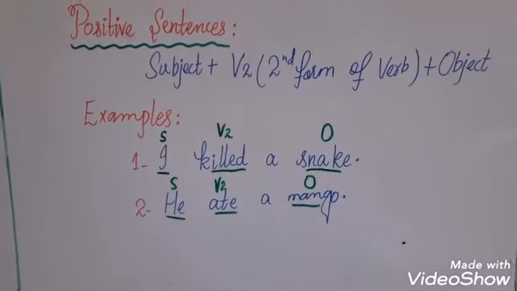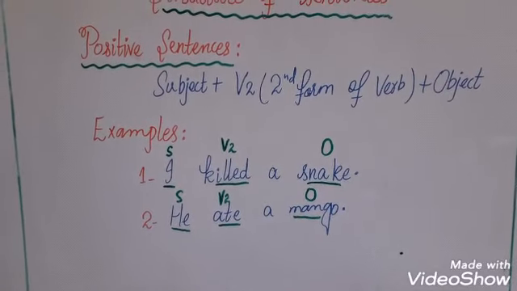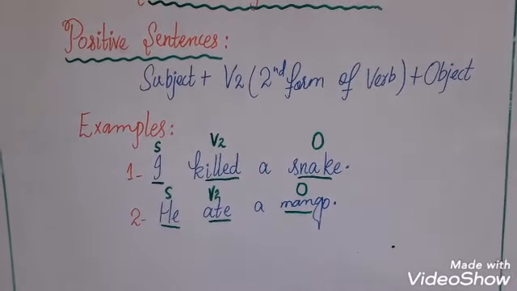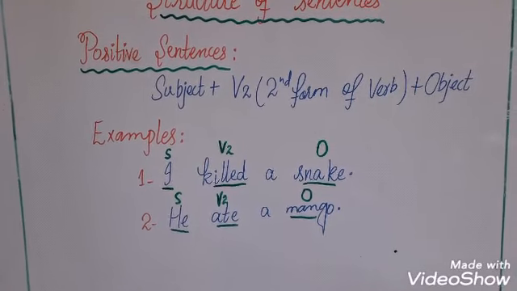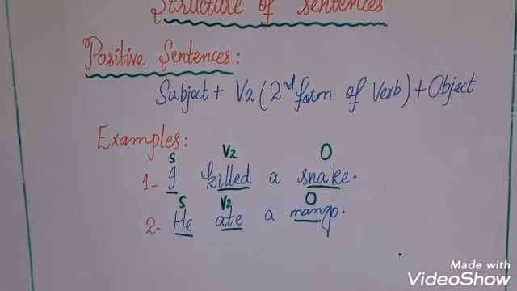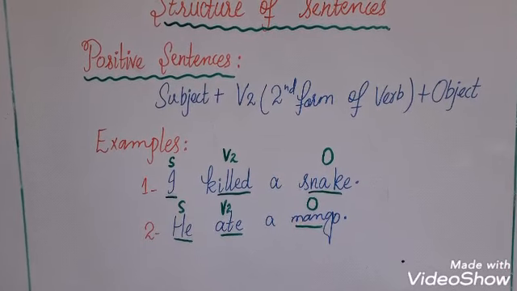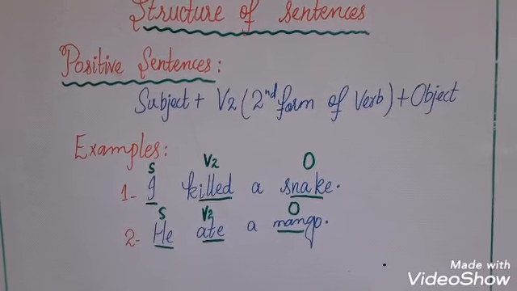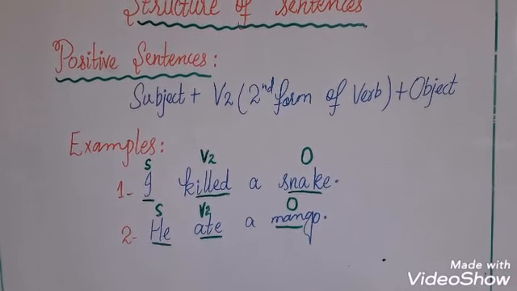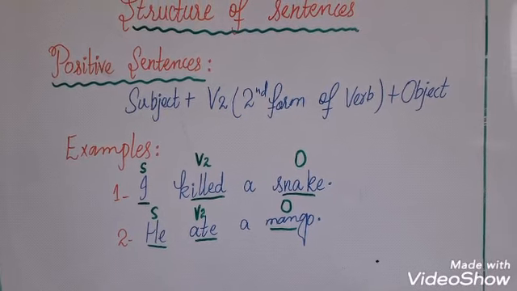Examples are: I killed a snake. I have mentioned subject, second form of verb and object in the sentence. You can see the subject is I, as I have mentioned, S. Killed is V2, the second form of verb according to our structure and our formula. And next is object. Snake is the object. I killed a snake.